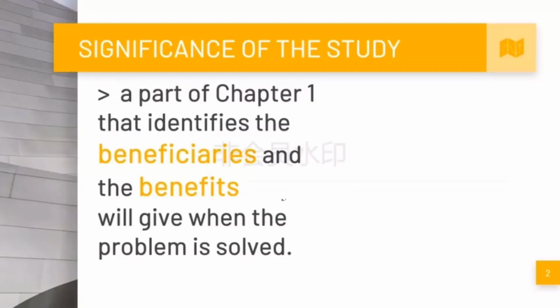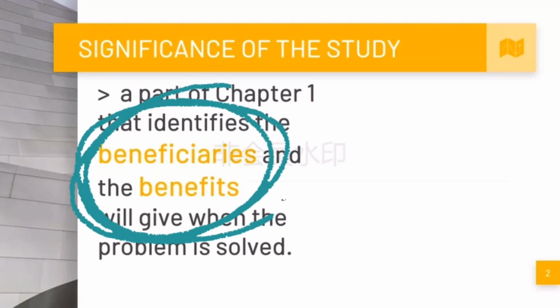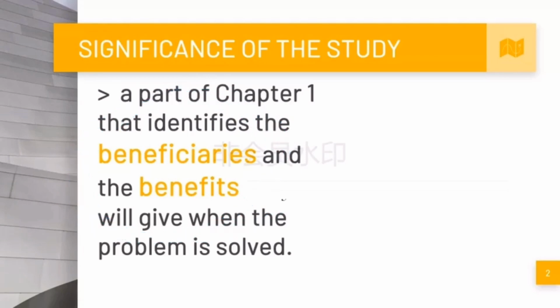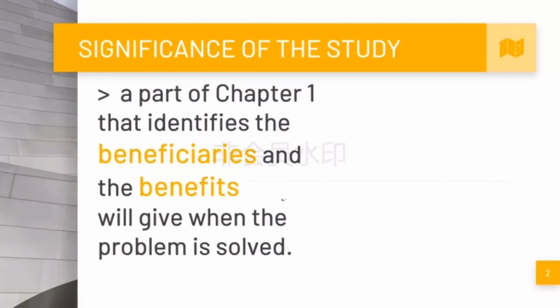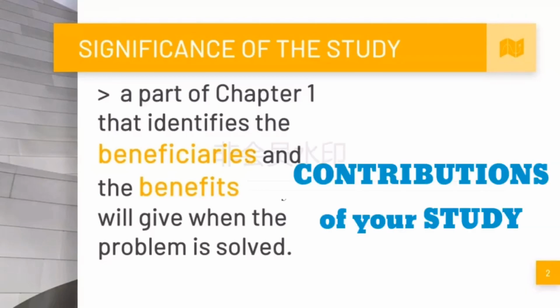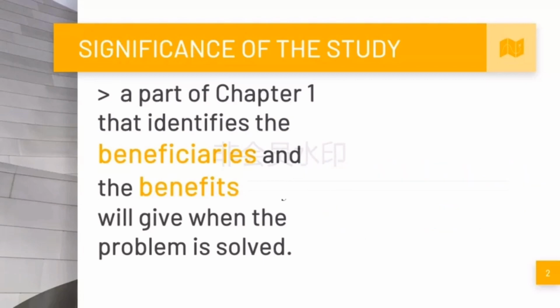In a definition that I got from a research book, significance of the study is a part of chapter 1 that identifies the beneficiaries and the benefits they will give when the problem is solved. So in here, you will highlight how your research will contribute to the target group of people by specifically stating the importance to them of the conduct of your research study.